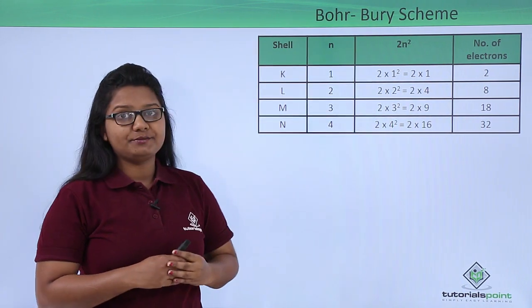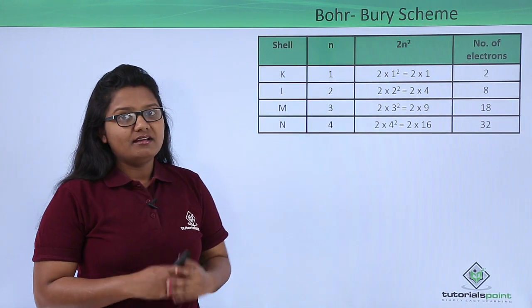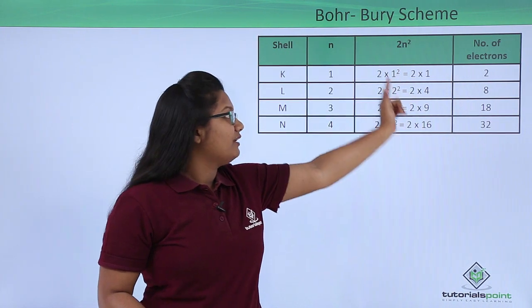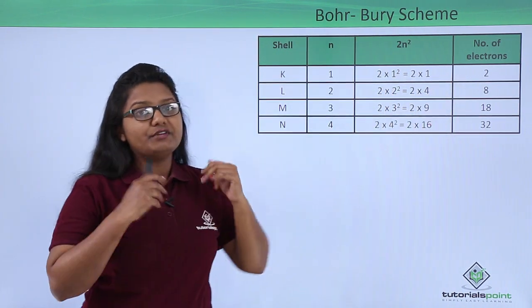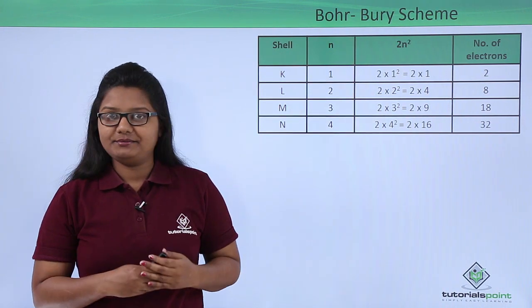Now, let us calculate, using the 2n squared formula, how many electrons can be accommodated in all of these shells. For the K shell, the n value is 1. So, when we substitute the value of n as 1 in 2n squared, we get an answer of 2, which means that there can be a maximum of 2 electrons in the K shell.